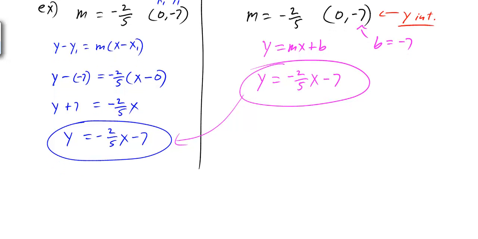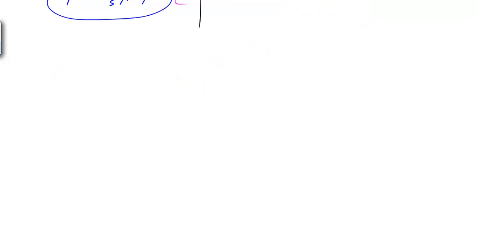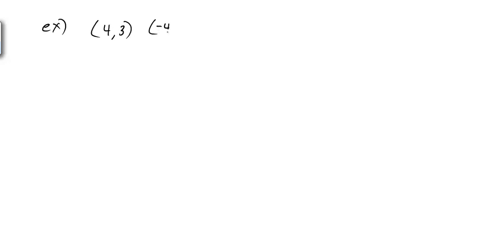Okay. All right, now I want to see if you can figure out this next example that I have. In this next example, I'm going to give you 2 points, 4, 3, and -4, -4. Now, from the 2 points I give you, I want you to find the equation of the line. And if you think you know how, you can stop the video and see if you can come up with the equation of this line.